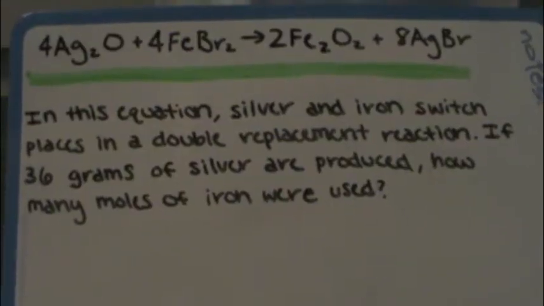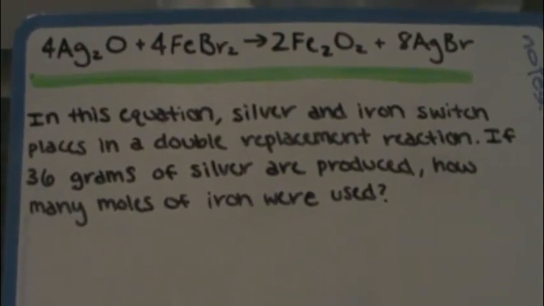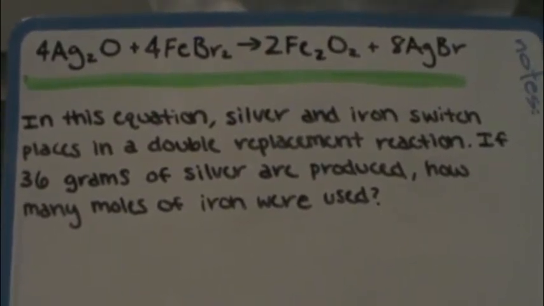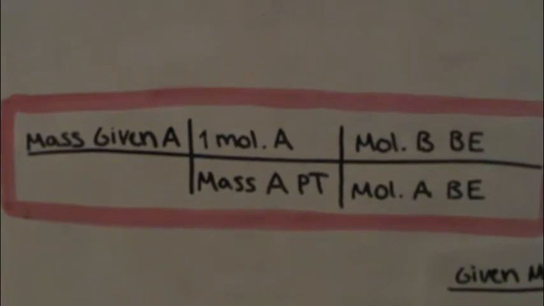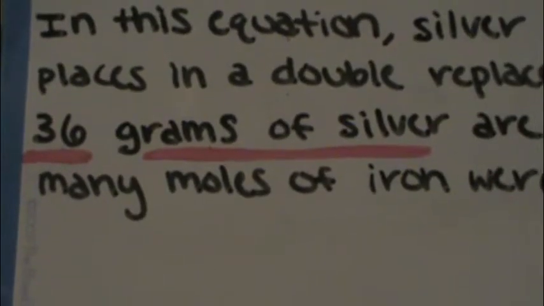In this equation, silver and iron switch places in a double replacement reaction. If 36 grams of silver are produced, how many moles of iron were used? So now I'm going to look at our mass to mole conversion chart. And on the top left, we're going to put mass given. We are given 36 grams of silver. And this is what your chart should look like so far.